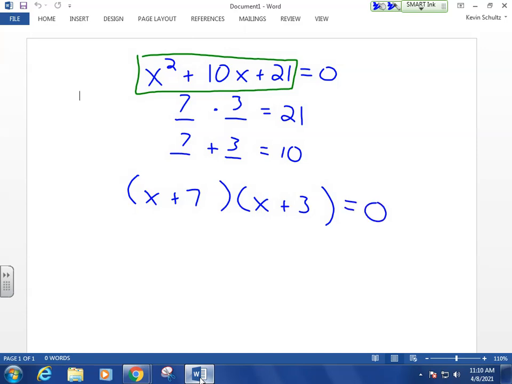But in this form, can you give me a value or values for x that will make this equation equal 0? Well, if x equals 0, then if we plug in 0 for x here, we get 7. We plug in 0 for x in the second set, we get 3. 7 times 3 is 21. Daniel? Negative 7 and negative 3. Why, Daniel?